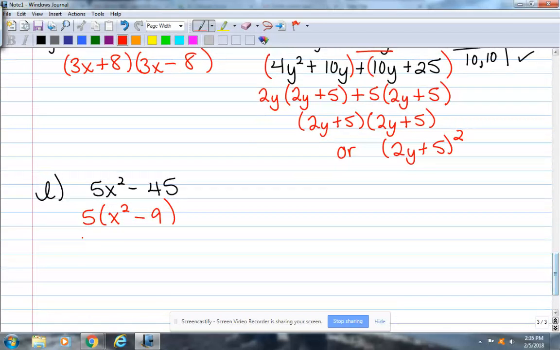So keep the 5 on the outside. If you leave off that GCF, it's wrong. x minus 3 and x plus 3, on x on each side. And what goes in the middle? One's a plus, one's a minus. So all of that is my answer. And that is the end of the factoring lesson for today.